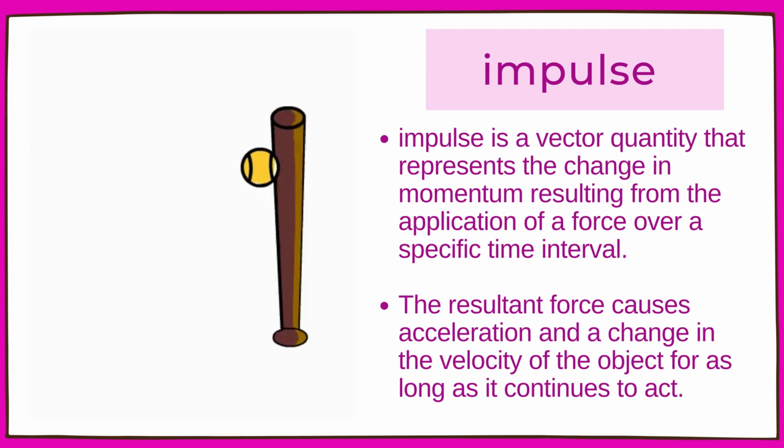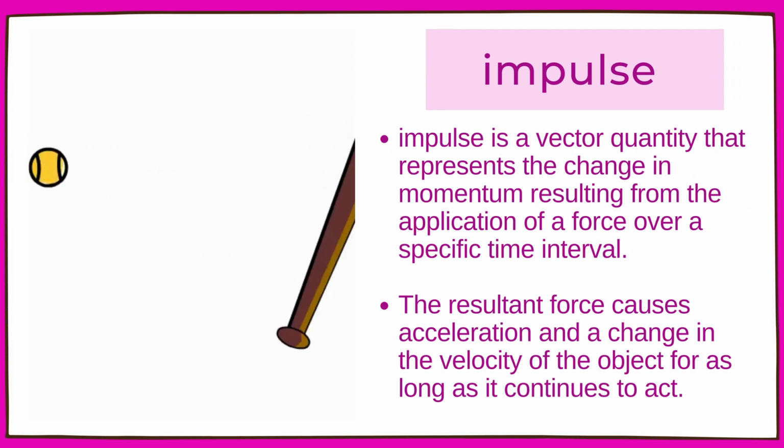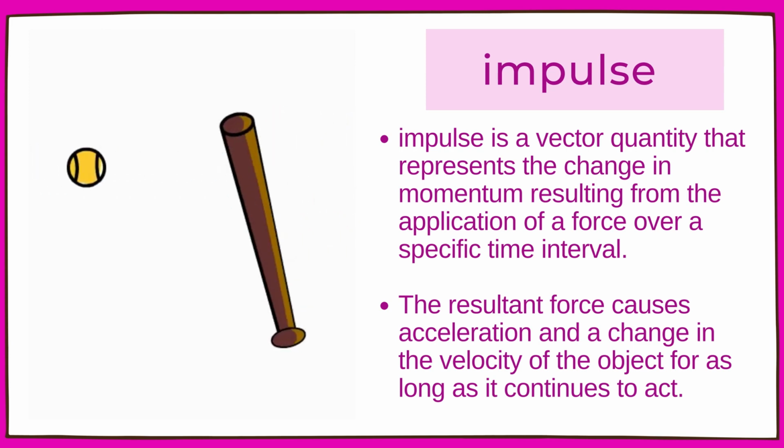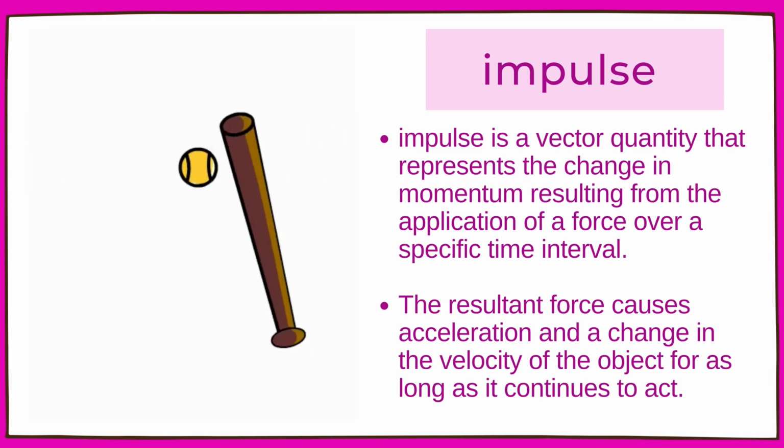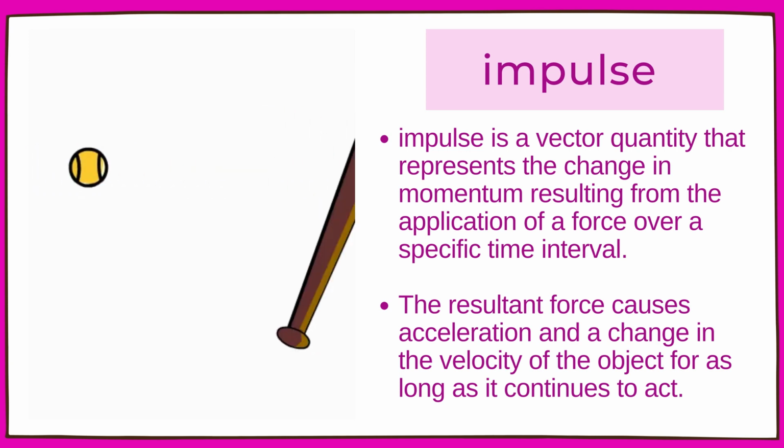Impulse is a vector quantity that represents the change in momentum resulting from the application of a force over a specific time interval. The resultant force causes acceleration and a change in the velocity of the object for as long as it continues to act.